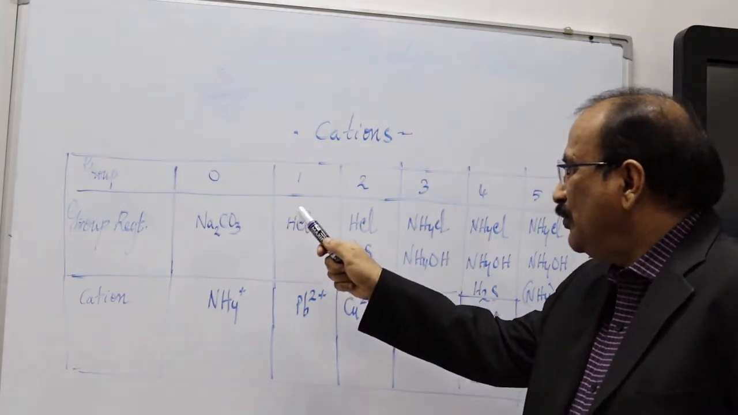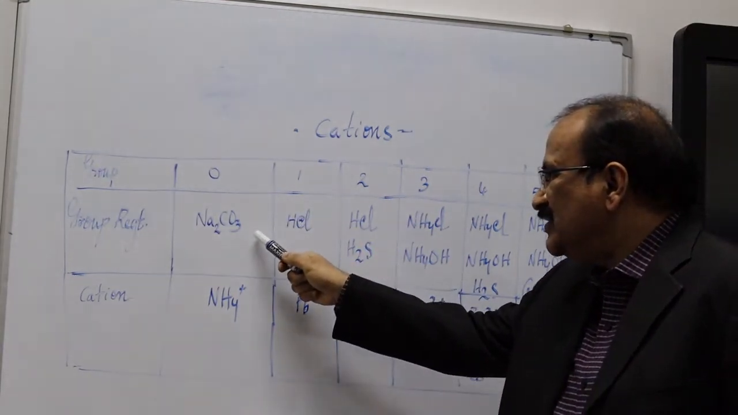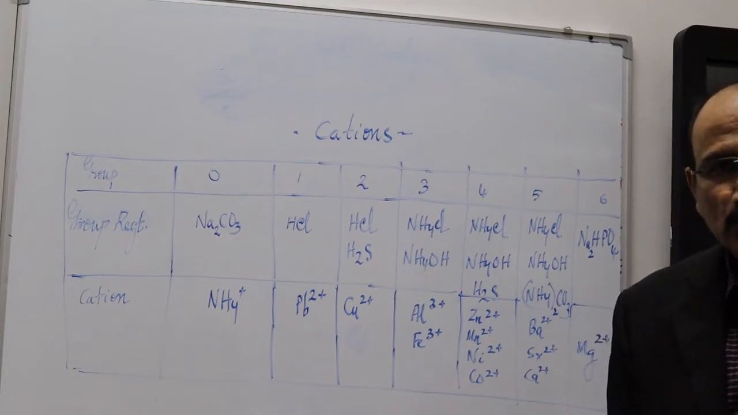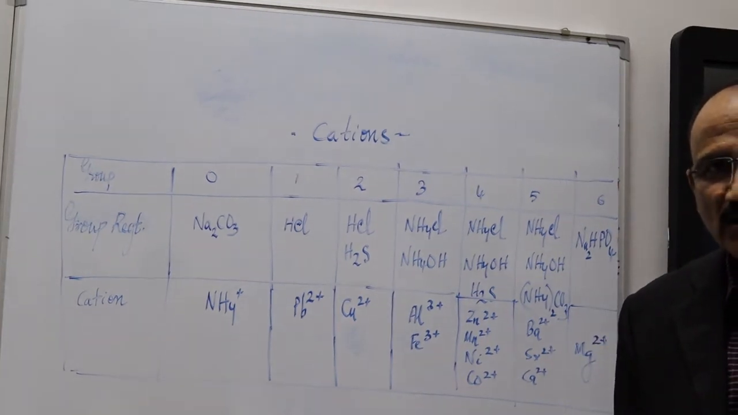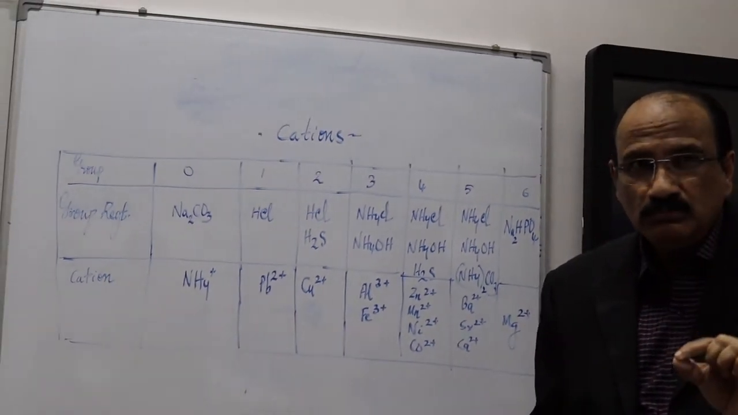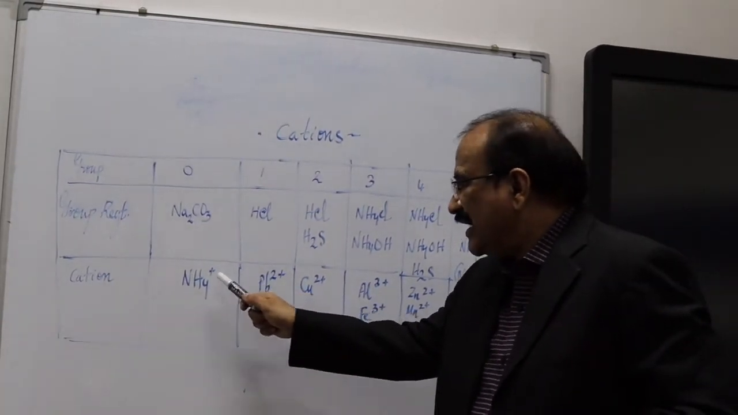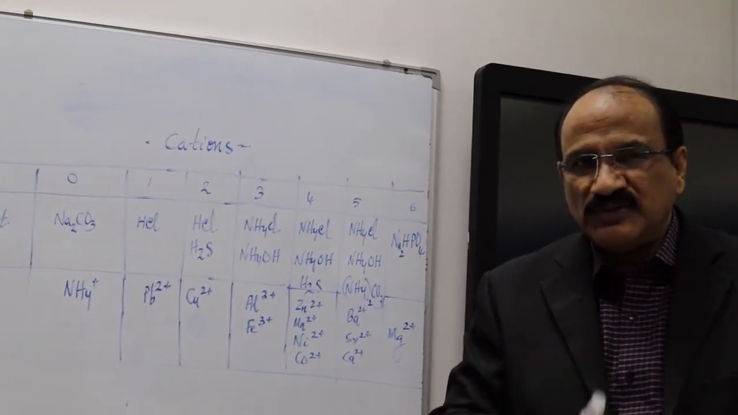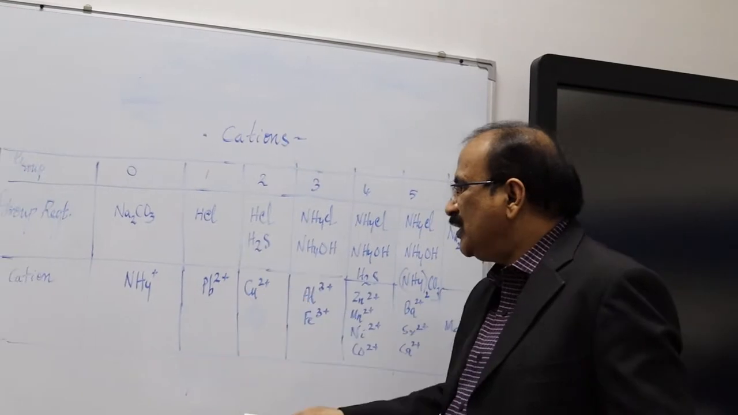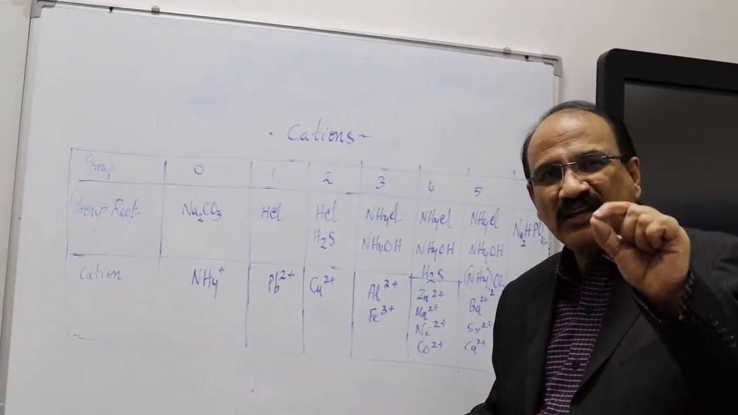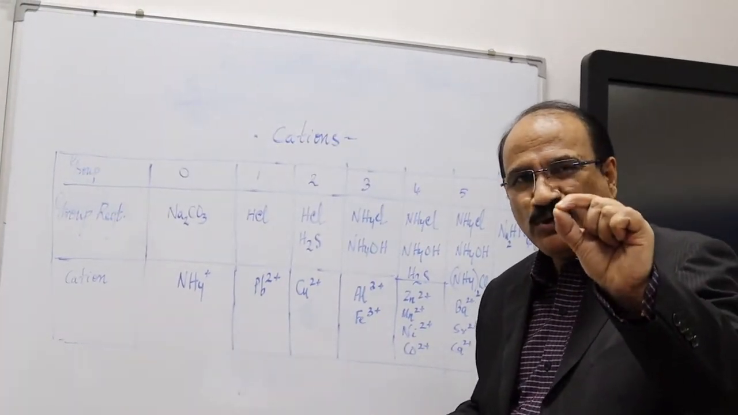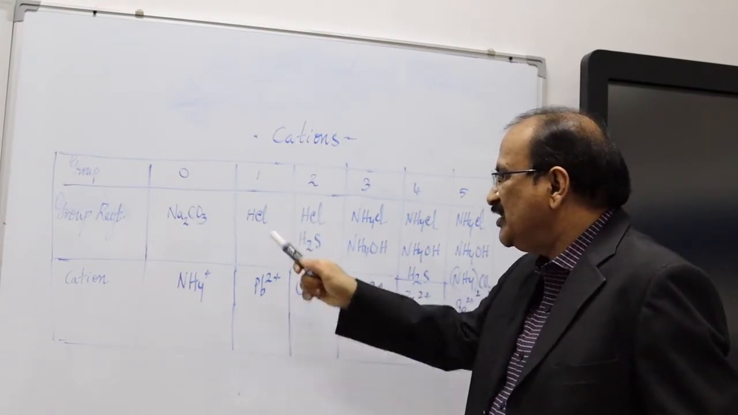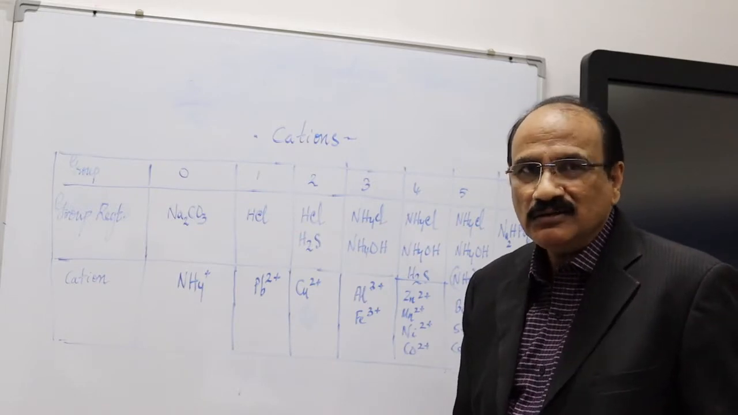In group 0, the reagent is Na2CO3. You have to learn it by heart. Sodium carbonate is a reagent for group 0. And the cation we are identifying in group 0 is ammonium, NH4+. Whereas in group 1, so many cations are there, so I will be introducing only Pb2+. And the group reagent is dilute HCl.